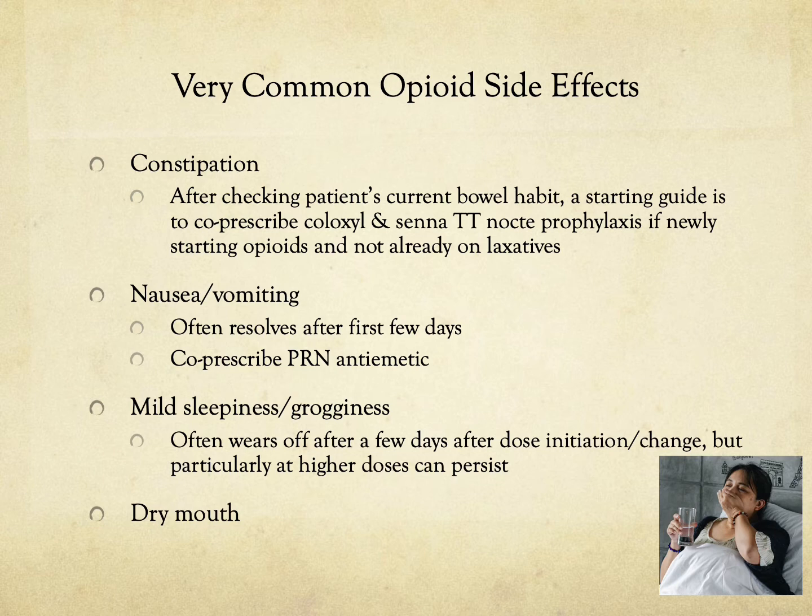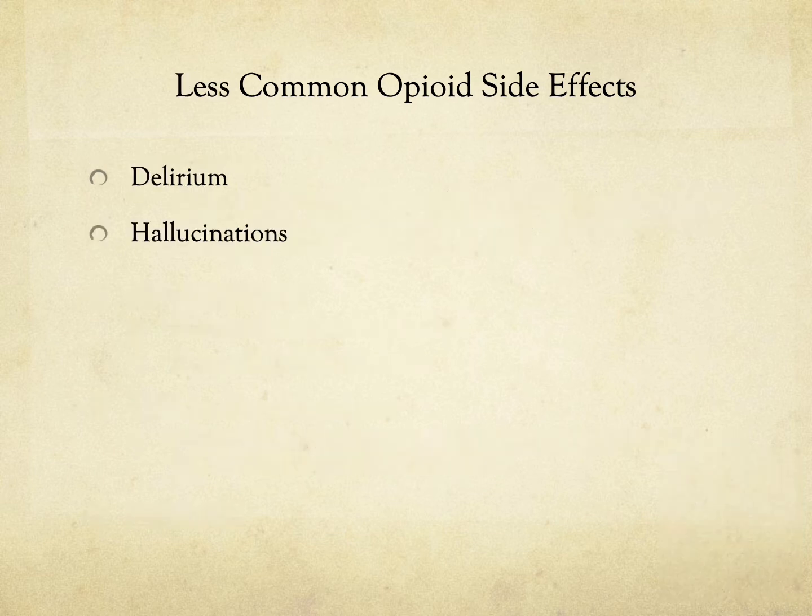Very common opioid side effects include constipation, nausea and vomiting, sleepiness or grogginess, and dry mouth. Regarding constipation, after checking current bowel habit, a starting guide is Coloxyl and Senna 2 tablets at night prophylaxis if newly starting opioids and not already on laxatives. Nausea and vomiting usually resolves after a few days, but make sure there is PRN antiemetic available, particularly for those first few days. Mild sleepiness and grogginess often wears off after a few days after a dose initiation or change, but particularly at higher doses can persist. Less common opioid side effects include delirium and hallucinations.